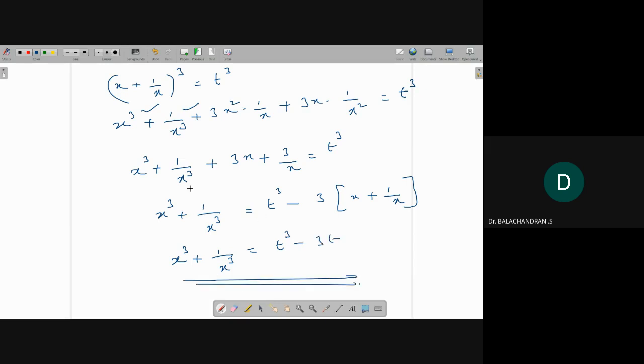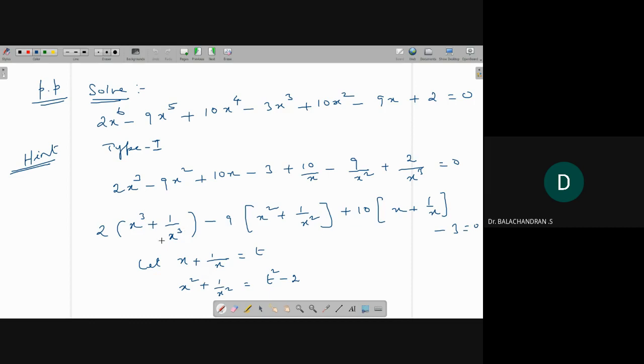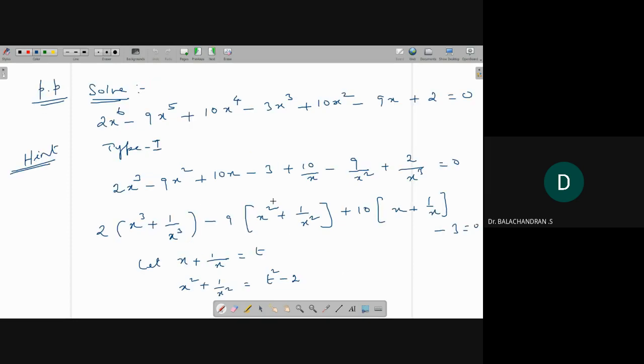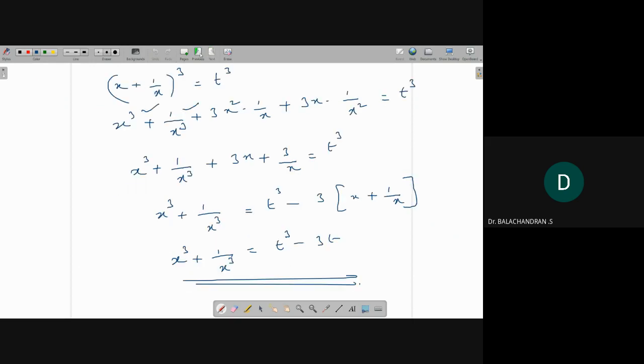So you have the relations for everything. Instead of x cube plus 1 by x cube, you should replace t cube minus 3t. And instead of x square plus 1 by x square, you should replace t square minus 2. This is t. We'll get a cubic equation in t. Using the trial and error method, first you should find the values of t. The three values are going to be 1, 2, 3. For each root, you'll get a quadratic equation in x. So totally six roots you'll get for x. So do it and then you can tell your answer tomorrow.